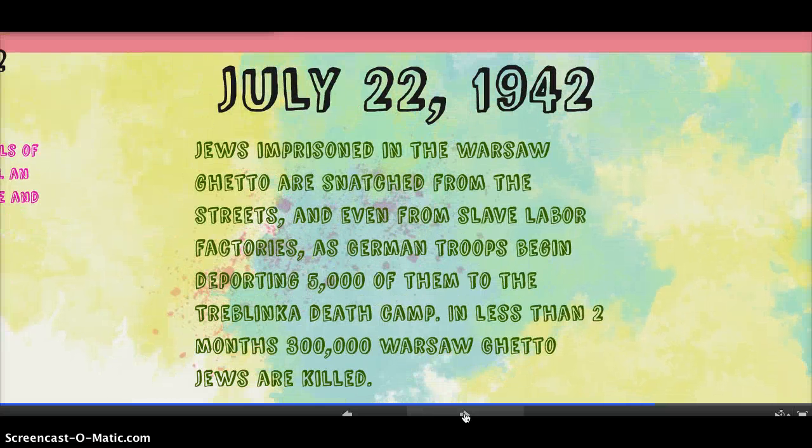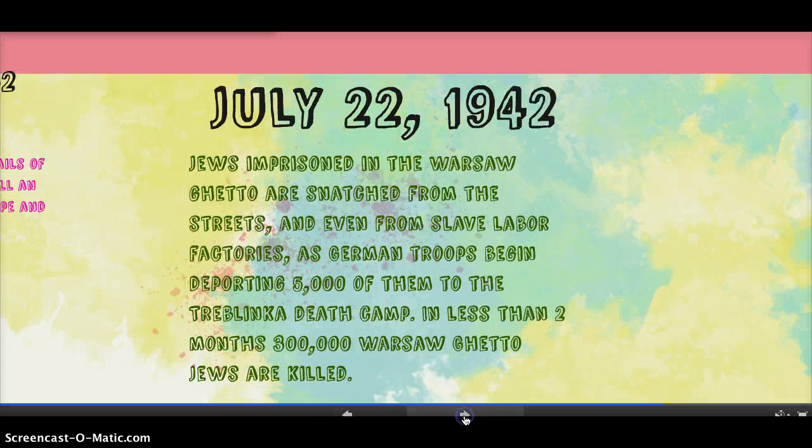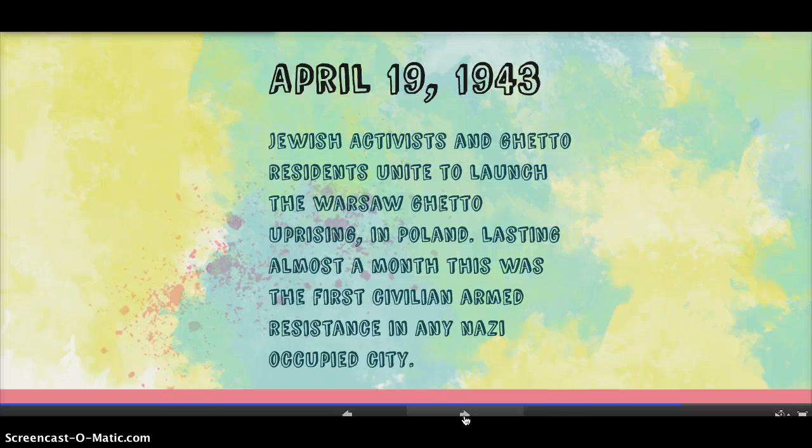July 22nd, 1942. Jews imprisoned in the Warsaw ghettos are snatched from the streets and even from their slave labor factories as German troops begin deporting 5,000 of them to the Treblinka death camp. In less than 2 months, 300,000 Warsaw ghetto Jews are killed. April 19th, 1943, Jewish activists and ghetto residents unite to launch the Warsaw Ghetto Uprising in Poland. Lasting almost a month, this was the first civilian armed resistance in any Nazi-occupied city. So it took them a very long time to even get organized and start the resistance.